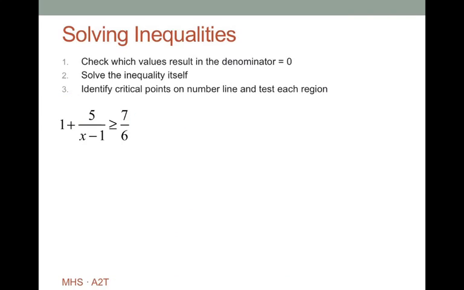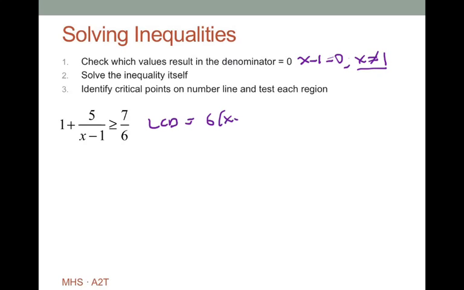Okay, last problem. Again, we're going to find which values have our denominators go to 0, and then we're going to solve the inequality. So here we go. We know in this case x minus 1 is going to be equal to 0, then x cannot be equal to 1. So there's our first critical point. All right, let's go ahead and solve the inequality.